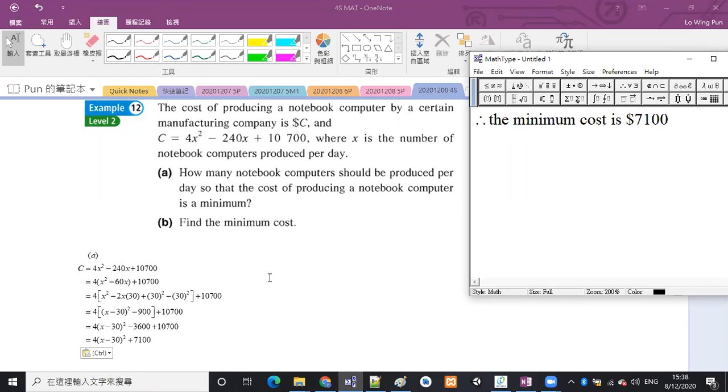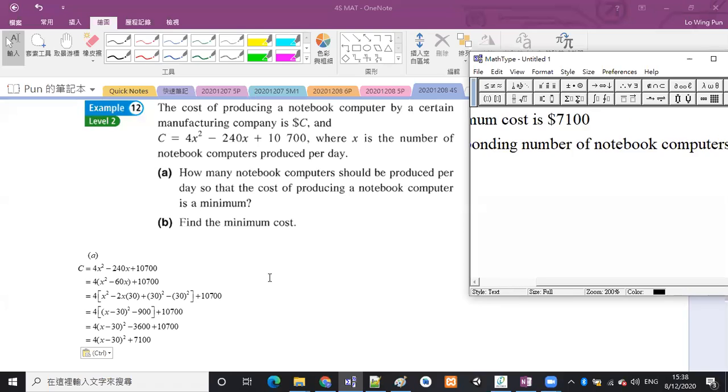The minimum cost is this one, okay, and the corresponding number of notebook computers is 30.